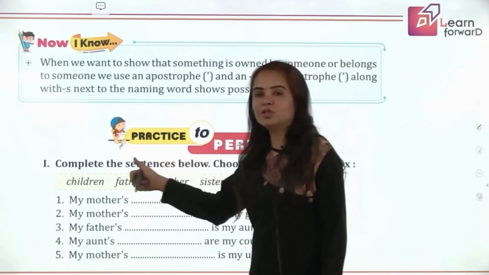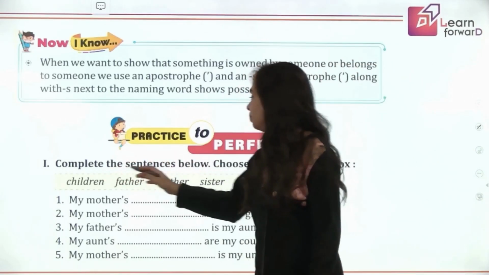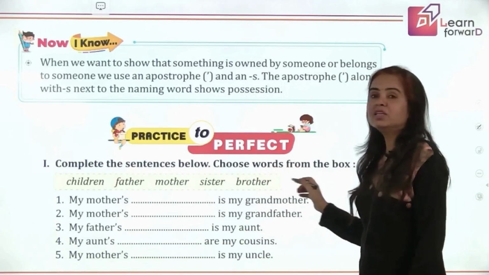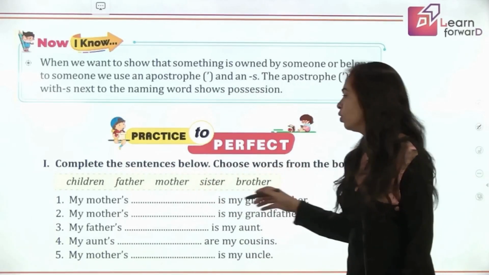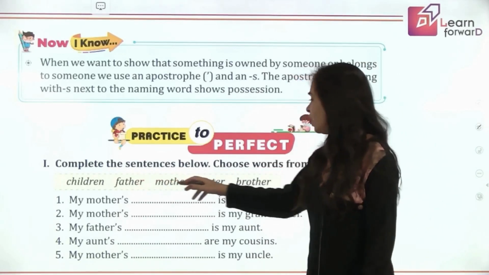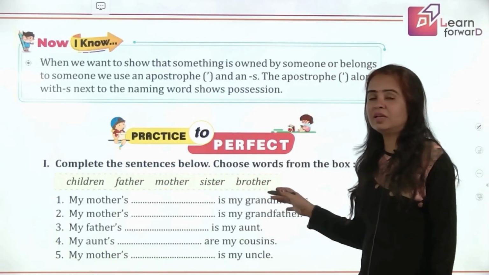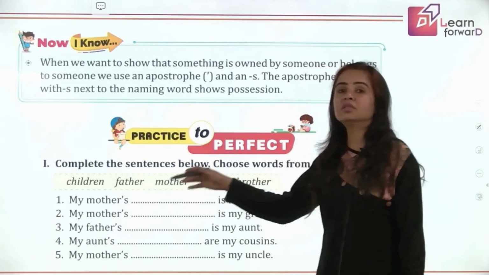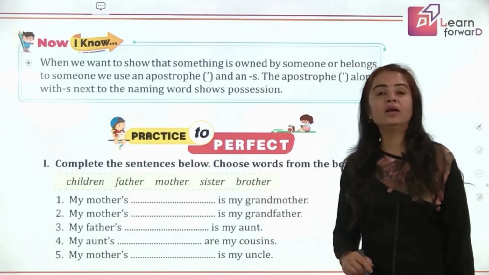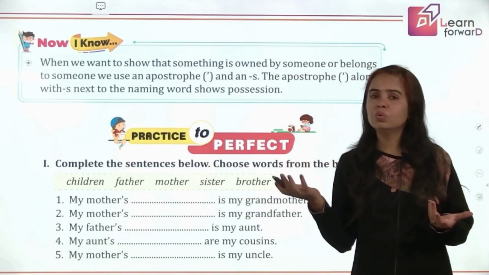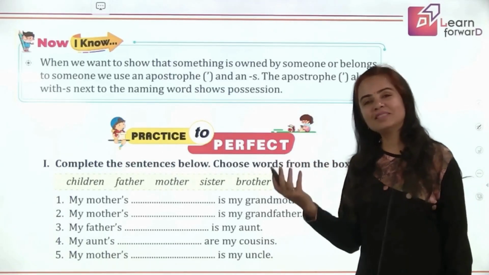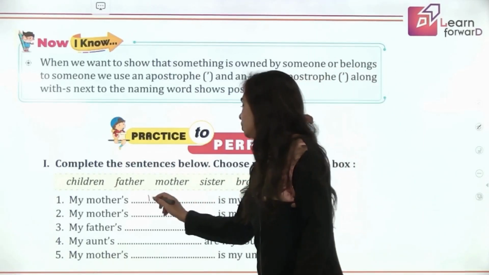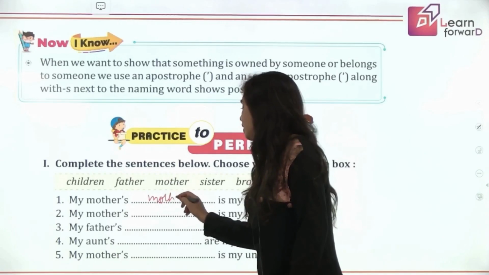So, it's time to practice now. Let's see how much you have learned from this session. Complete the sentences by choosing the words from this help box. Children, father, mother, sister, brother. So many words, so many relations are given here. My mother's dash is my grandmother. So my mother's who is my grandmother? Mother's mother. Yes. So that means the mother of my mother.